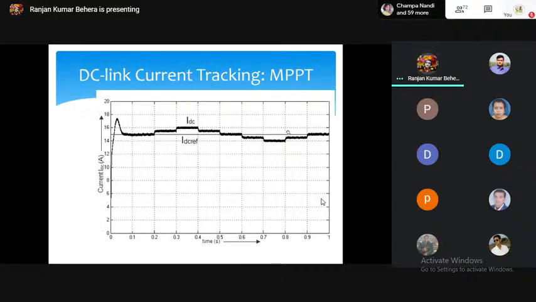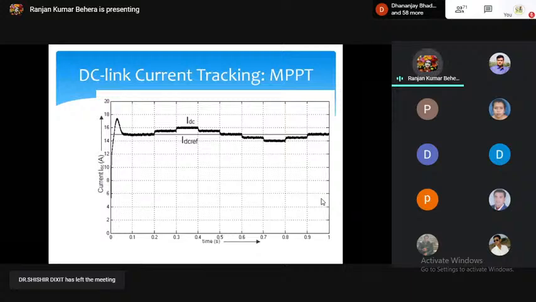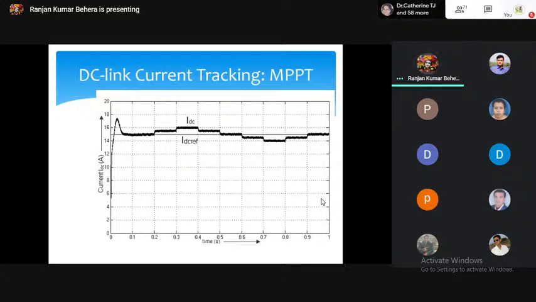Then we are applying it. If we see here, you can see the reference current. This is the IDC reference. This is our reference current, and the current IDC. You can see that the actual current is the black thick line. The average of this actual current over a cycle is the IDC reference. So you can see that it is actually tracking the reference current.